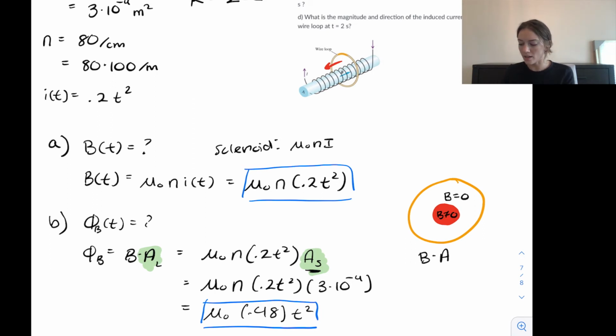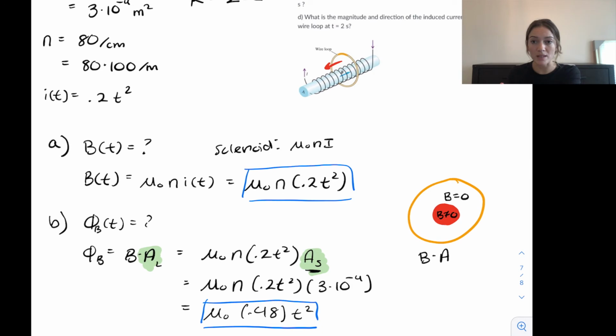So that's why initially we have the area of the loop, but then when we actually plug in a value, we plug in the value only where there's a non-zero magnetic field, which is the area of the solenoid. So that's really important to understand. If you don't quite understand that, make sure you come to my office hours because that's a really important thing to understand.